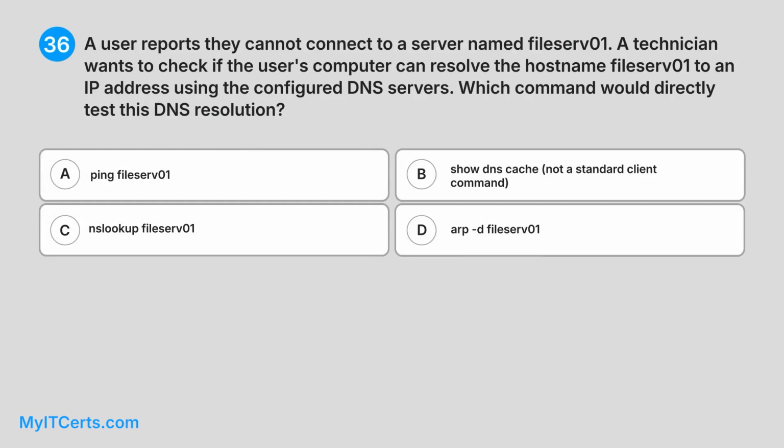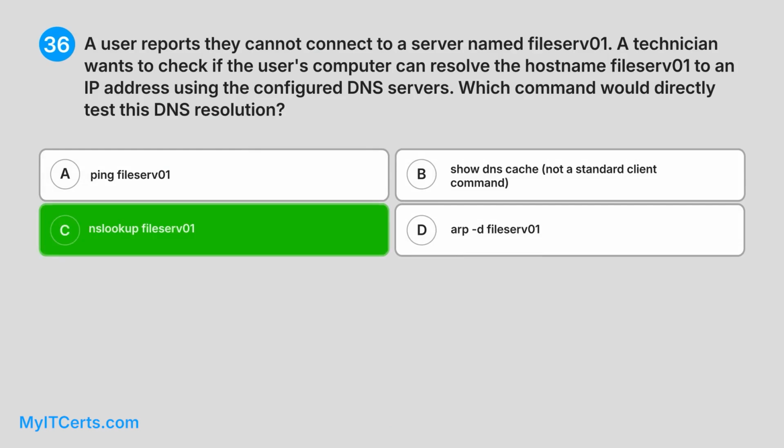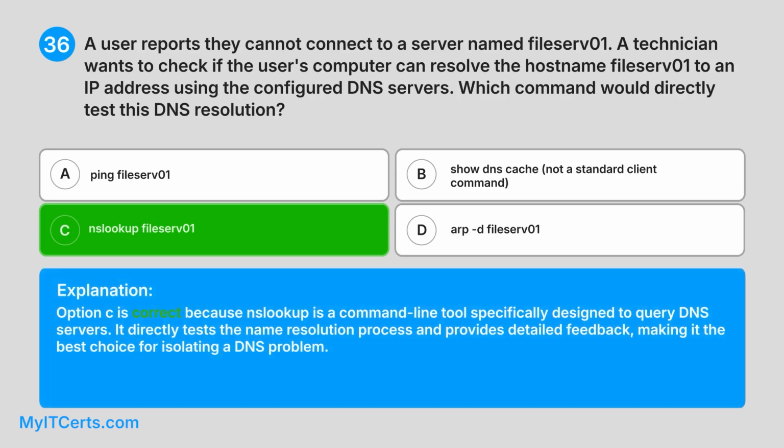Correct answer, C. nslookup FileServe01. Explanation. Option C is correct because nslookup is a command line tool specifically designed to query DNS servers. It directly tests the name resolution process and provides detailed feedback, making it the best choice for isolating a DNS problem.